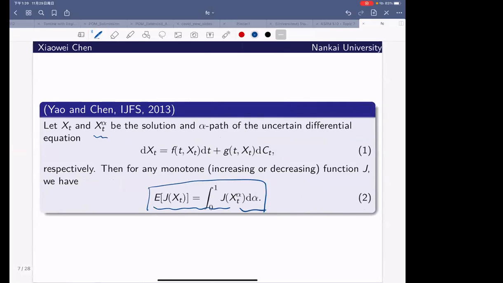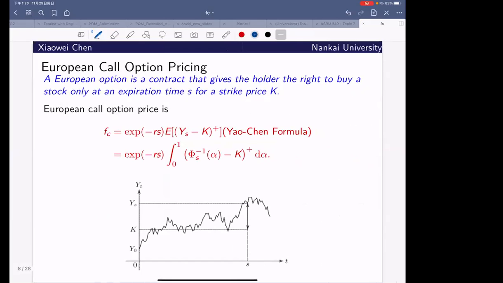We can use the Xiaowei formula to give the option pricing formula. We put the alpha path of the uncertain differential equation into the European option formula, and we get the value of the European option price. It is very easy. You can find the formula is here, and this is the call option.